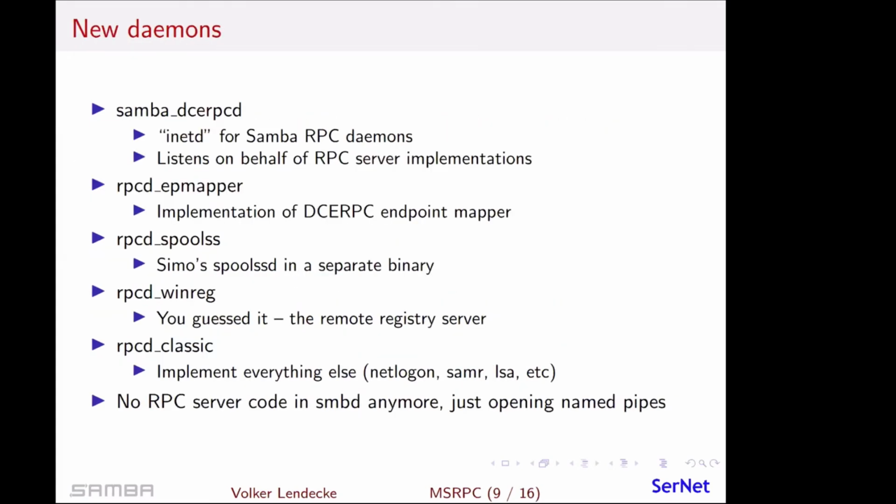Okay, so how does all this work? A client comes in and wants to open server service. Then smbd tries to open the Unix domain socket that you have just seen that the Samba DC-RPCD listens on. The smbd won't see anybody listening there. It gets an access denied or a connection refused. And what it does, it forks and executes this Samba DC-RPCD binary.